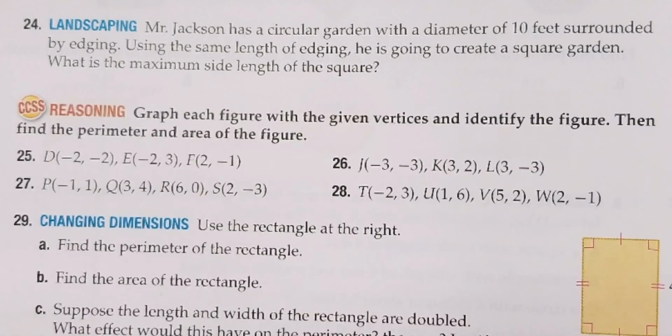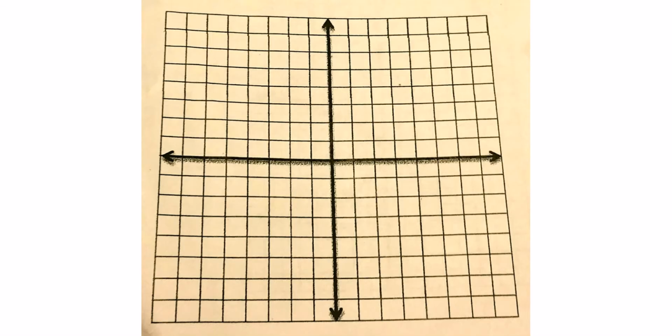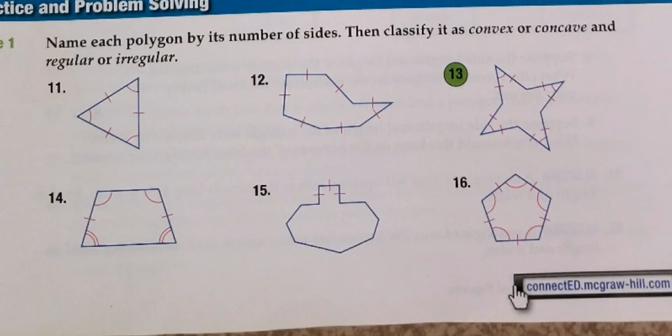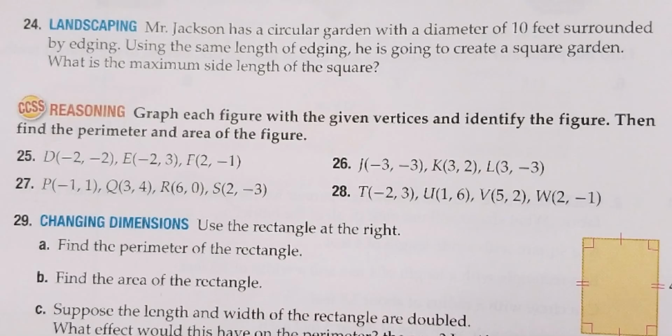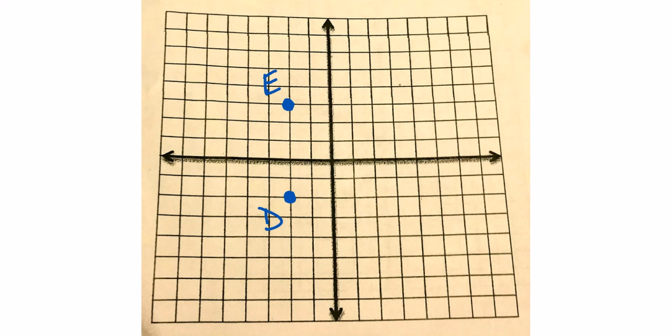So 25 is going to end part 1. So 25, you're going to have D, E, and F, and you're going to plot that. So D is -2, -2, so I'm going to go left 2, down 2. E is -2, 3, so I go left 2, up 3. And F is going to be 2, -1. So there's my triangle.